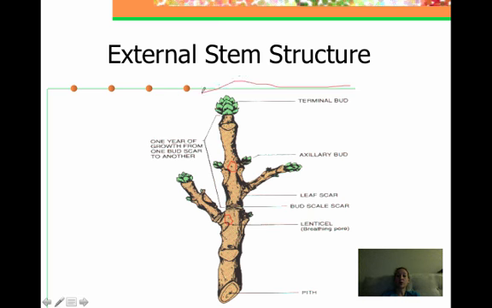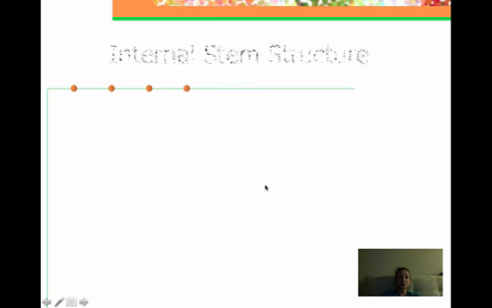Your terminal bud is going to be at the head or the end of the stem. Your auxiliary bud is going to be on the side of the stem. And then you're going to have scars where the leaves used to be and also where the buds used to be. So those are going to be the different components of the outside of stems.